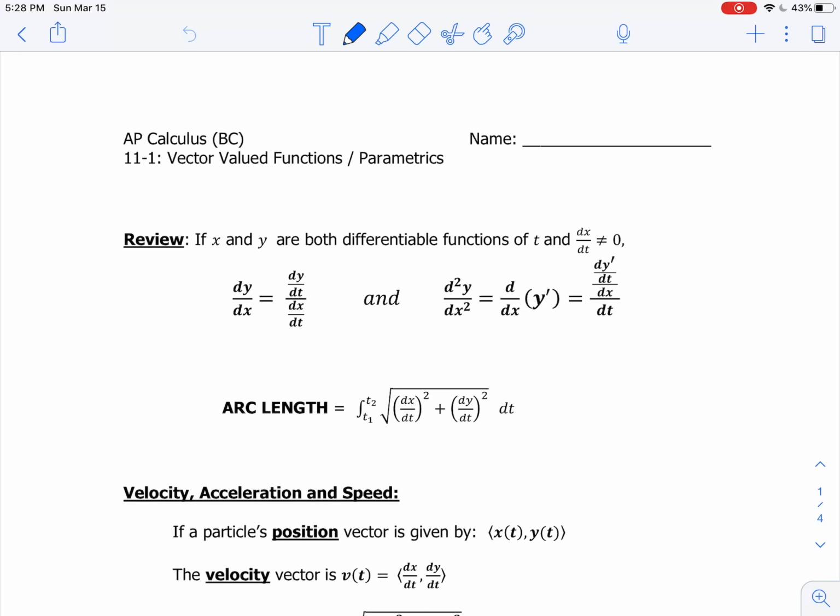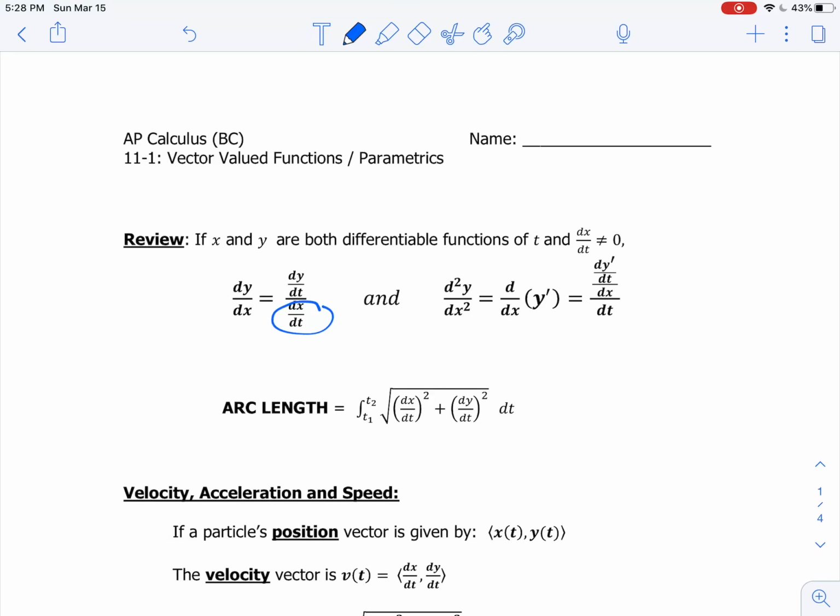Okay, so x and y are both differentiable functions of t, and we know that dx/dt is non-zero, because we don't want to be dividing by 0. But when you find the slope of the tangent line, dy/dx, you just take dy/dt divided by dx/dt. Imagine that if you multiplied by the reciprocal, you reduce the dt's.